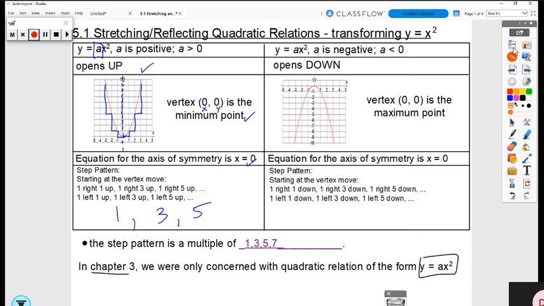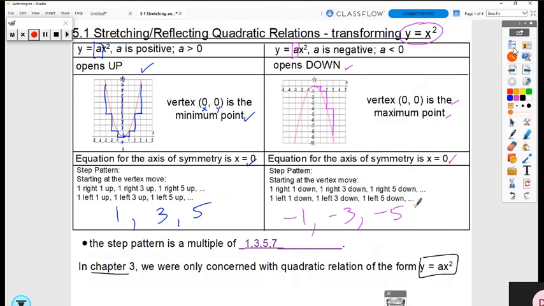Now, when that a value out front of y equals x squared is negative, so like negative 0.5, negative 1/2, negative 10, negative 3, doesn't matter. If it's negative, this whole quadratic opens down, and we know that. We got really good at that. Now, if it's in the form y equals ax squared, then yes, the vertex is going to be 0, 0. It's going to create a maximum point. Okay, sure. Axis of symmetry still 0, and the step pattern, it's still 1, 3, 5, except now that the a value is negative, it's negative 1, negative 3, negative 5.